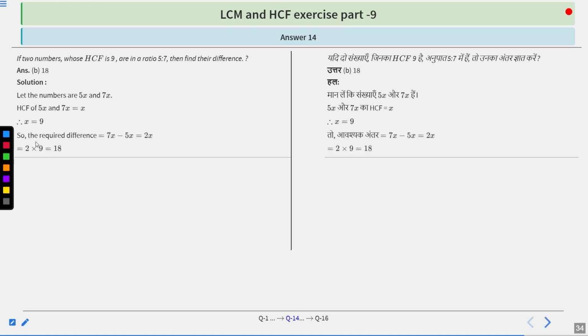So if x is 9, then the difference is 7x minus 5x, that is 2x, and x is 9. So 2 into x, 2 into 9, is equal to 18. So the difference of the numbers is 18. Option number B is the correct answer.